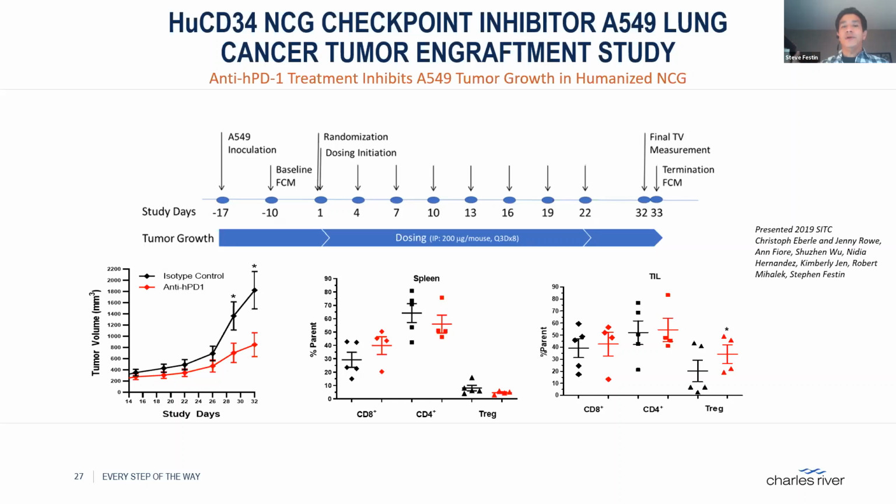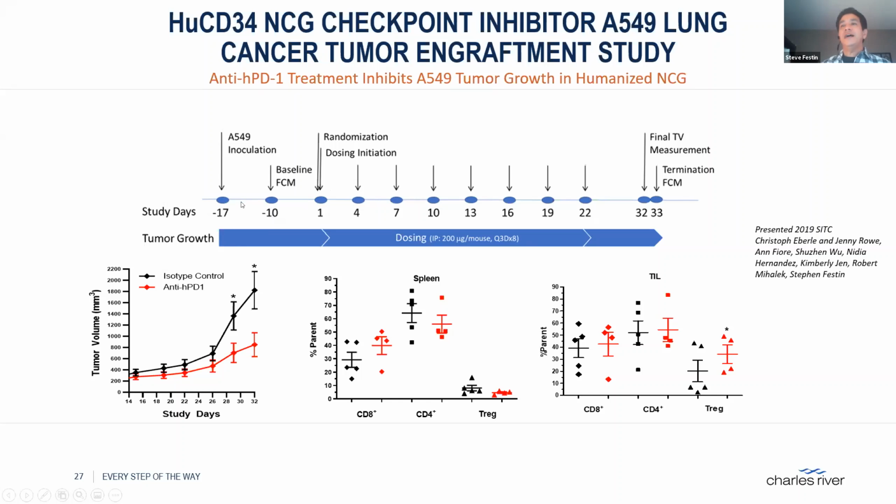It allows for the study of the interplay between the human immune cells and the human tumor cells directly. In this case, it's A549, which is a lung cancer tumor, and it's a fairly well-growing one. So in the humanized animals, about 2 weeks prior to actual dosing, there's inoculation of the tumors and then randomization at the beginning of the experiment.